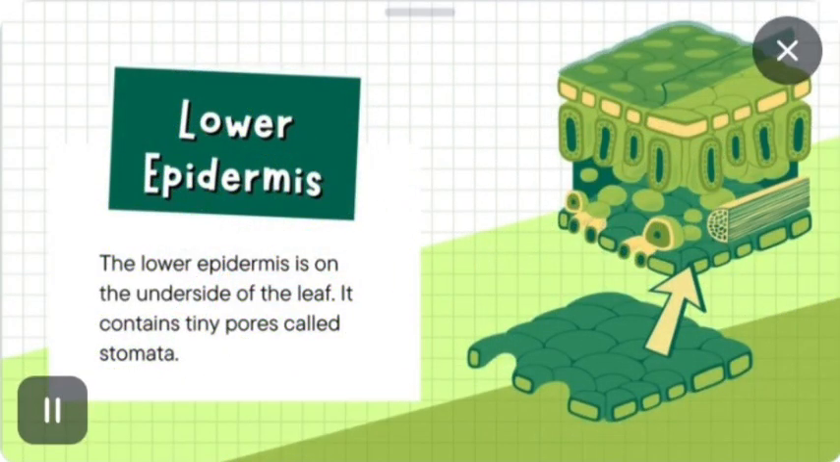Now the next is lower epidermis. The lower epidermis is on the underside of the leaf. It contains tiny pores called stomata. So this is the layer where the stomata is present. So stomata is mainly involved in the gaseous exchange in the leaf, in the plant. Okay, so the oxygen and carbon dioxide are mainly exchanged from stomata.